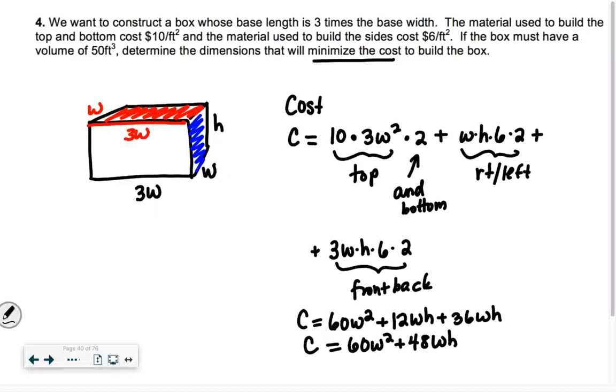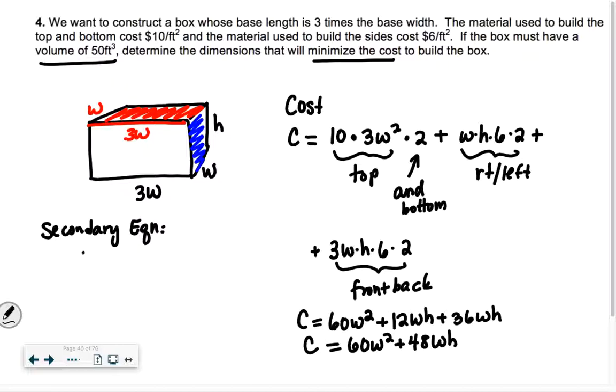And what is our issue? Why can I not take the derivative? Two variables. Yeah, there's two variables. I have W and I also have H. So I go and I look for a secondary equation. Do you see a secondary equation? Yeah, it says the volume is 50 cubic feet.